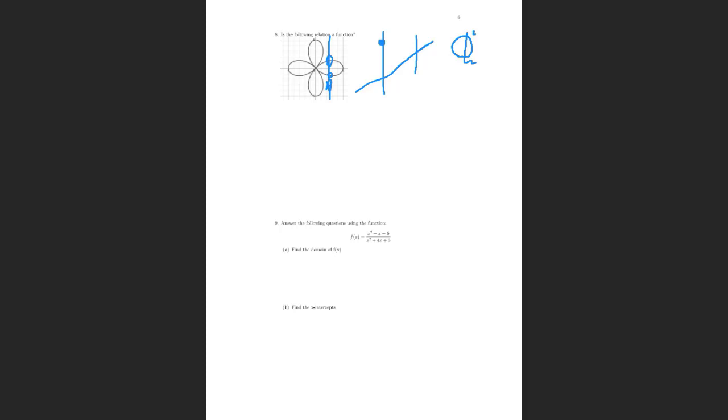So I'm going to type text. It might take a second for it to show up. Not a function. So let's go to the next question.